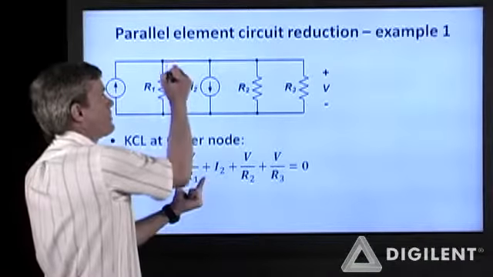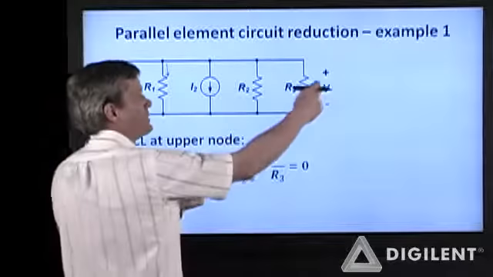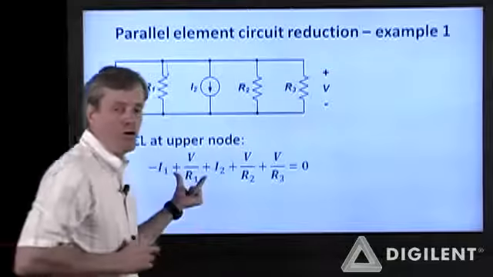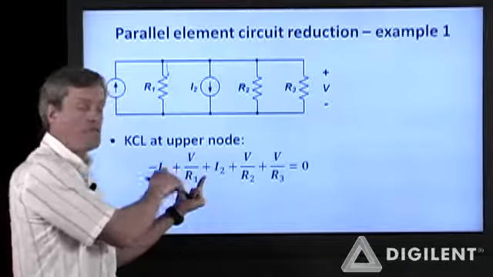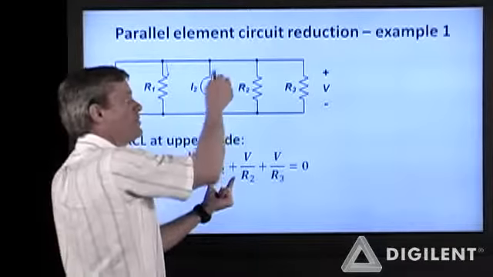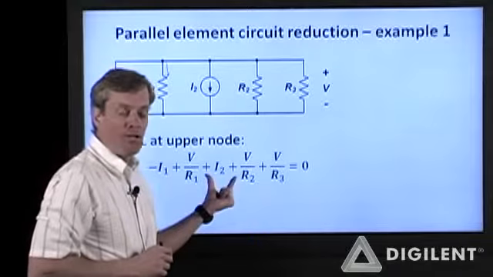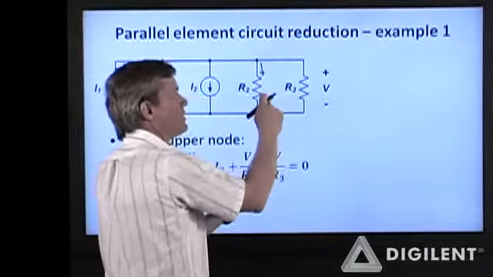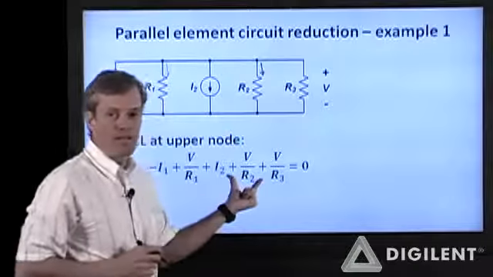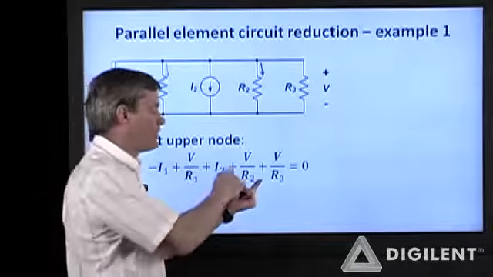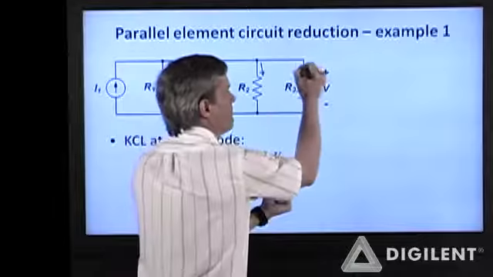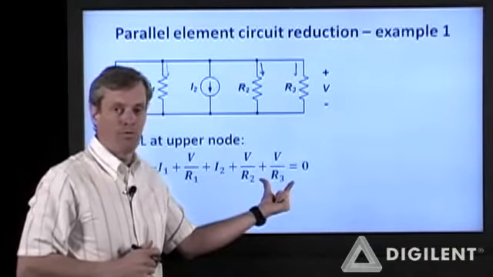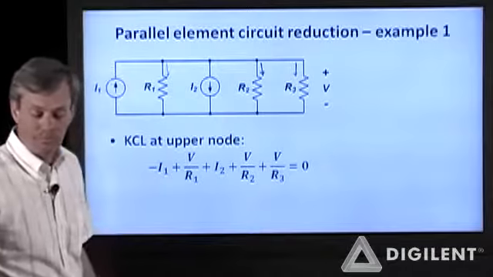The current through R1 is just V over R1. Since my positive voltage node is at the upper node, it has to be positive. I2 is going out of the upper node, it becomes a positive I2. V over R2 is the current leaving the upper node through resistor R2, and then V over R3 is the current leaving the upper node through resistor R3.